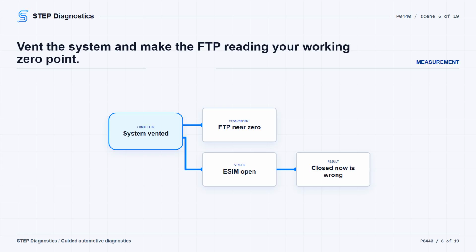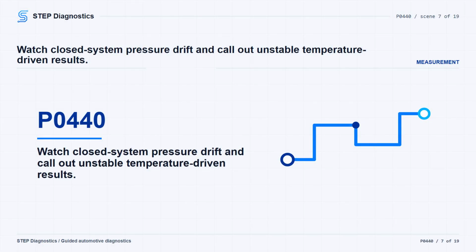If the ESIM switch reads closed here, think short to ground on the ESIM signal, a switch stuck closed, or the purge solenoid not opening if you used it to vent the system. Next, close the system and monitor it with the ignition on and the engine off for 2-3 minutes. Document the fuel tank pressure reading.